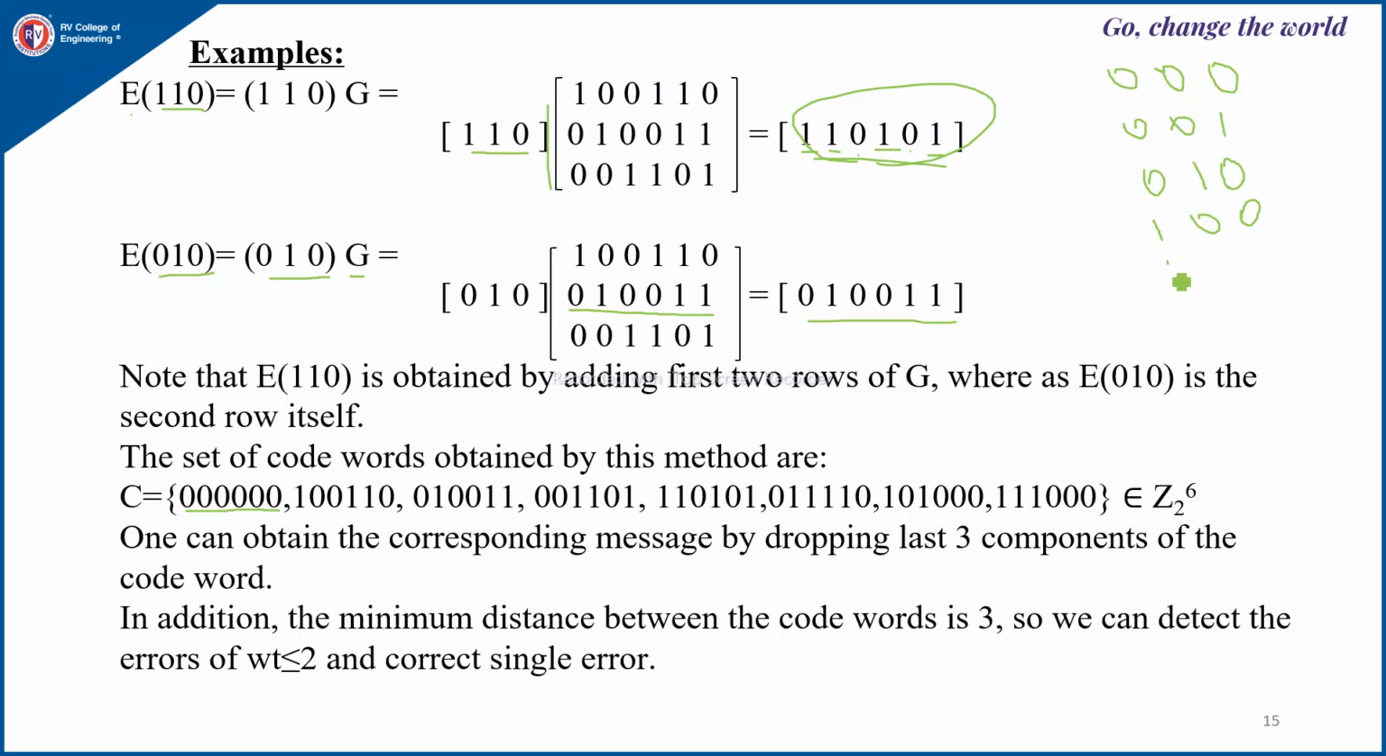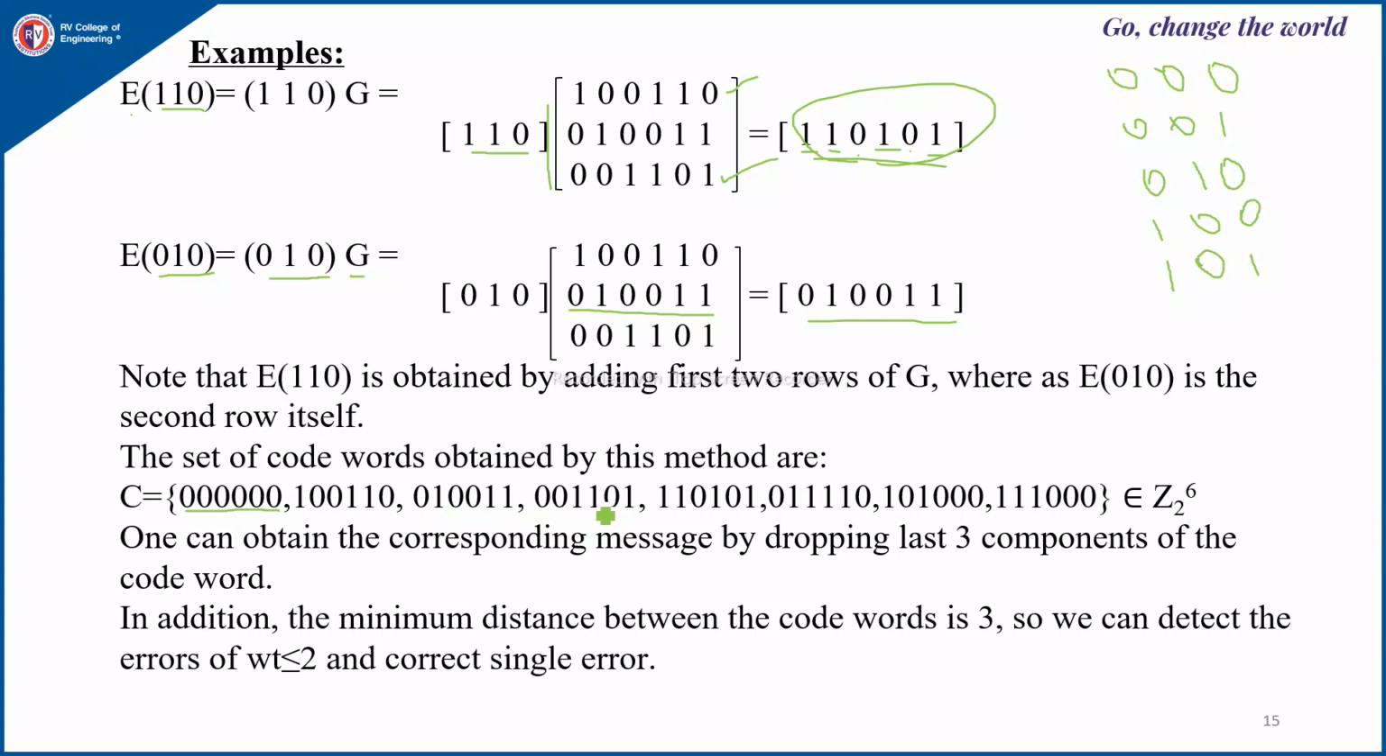Now the code word for the message 101 is obtained by adding the first row and the last row. For the message 110, I can obtain the code word by adding the first and second rows. For the message 111, I can add all three rows and get the code word. If you go on doing this encoding in this fashion, you get the set of code words, which are 000000, the first row, second row, third row, and by adding two rows you get three, by adding three rows you get one more, which belong to Z2⁶. One can obtain the corresponding message by dropping the last three components of the code word. So for the message 000, the code word is 000000. For 100, the code word is 100 followed by 110. For the message 010, the code word will be 010 followed by 011.